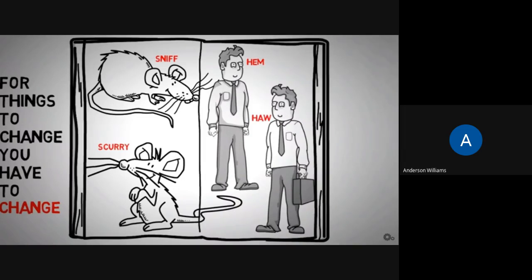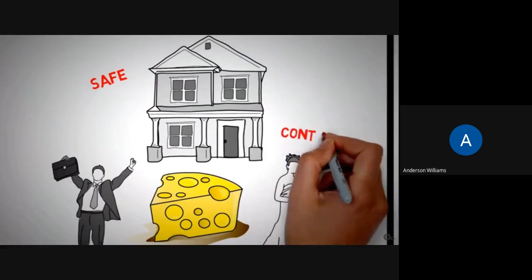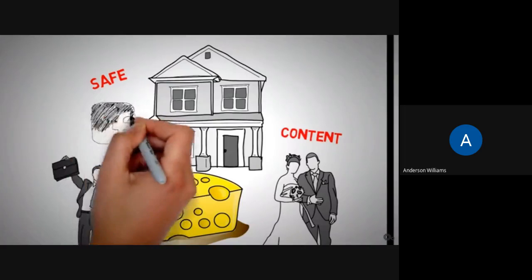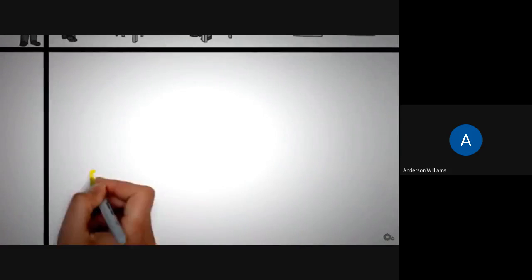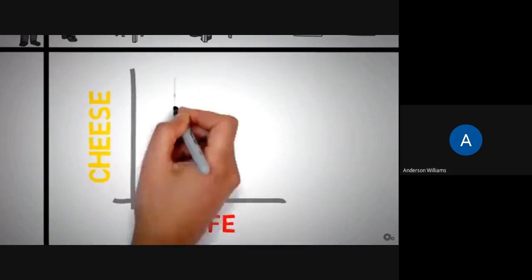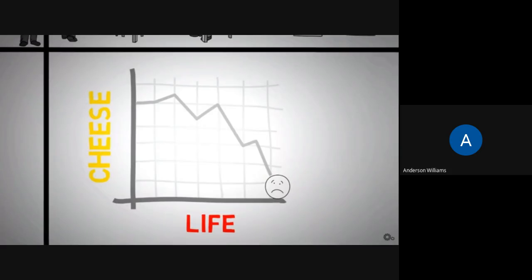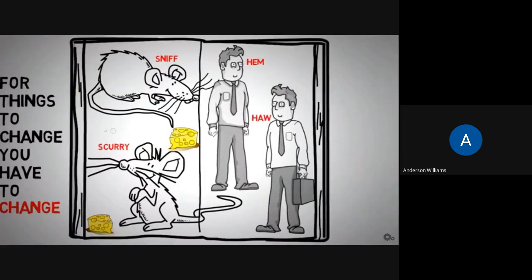Sniff and Scurry go out and seek new cheese every day. Hem and Haw comfortably rely on their past knowledge and experience and assure themselves the cheese will be right where they left it. Hem and Haw even moved their house closer to their cheese and built a social life around it. They became so comfortable they didn't even notice what was happening. Sniff and Scurry noticed the cheese was diminishing and that one day it wasn't there. But they were not surprised. They were prepared and knew what to do. The situation had changed, so they decided to change. They sniffed and scurried in search of new cheese.